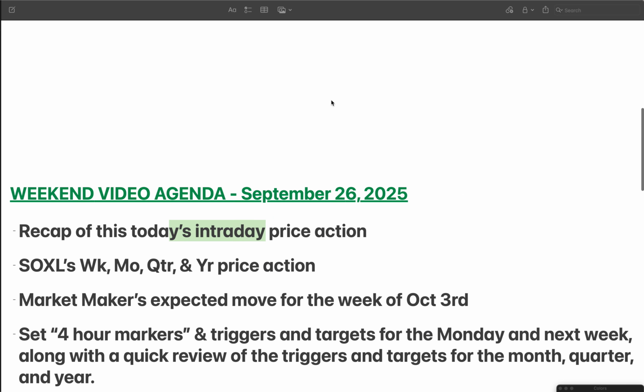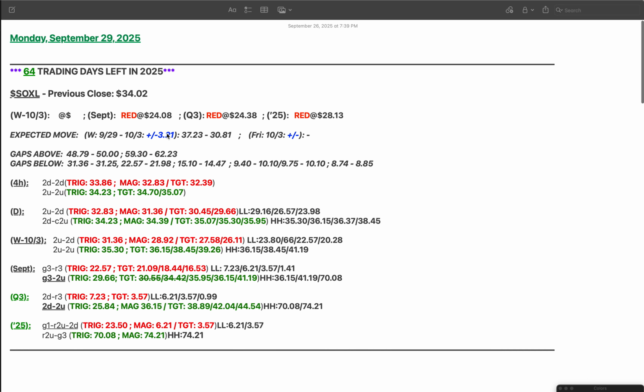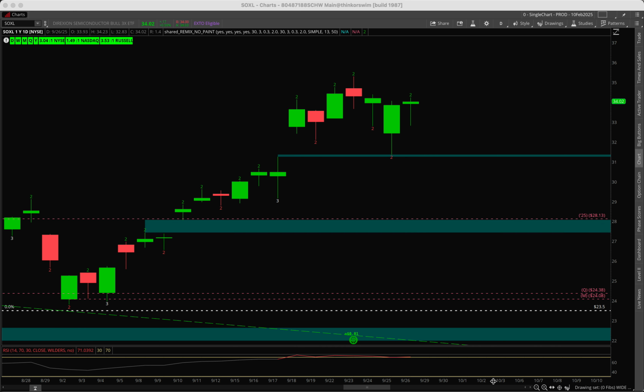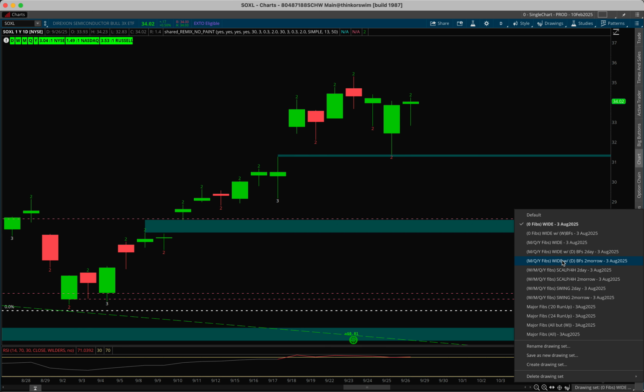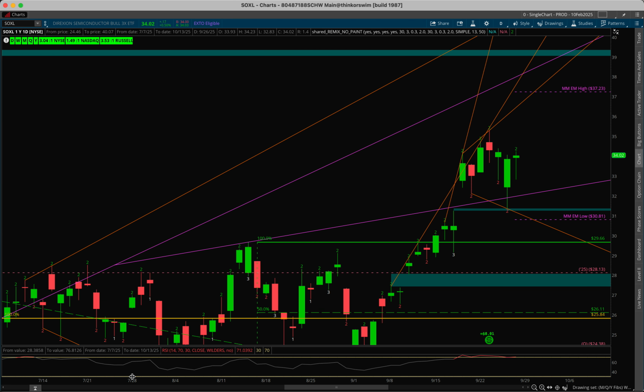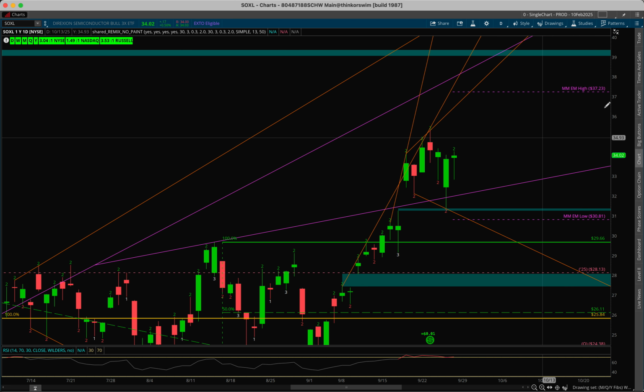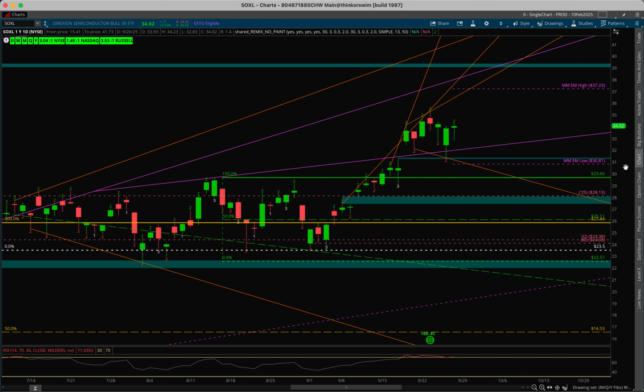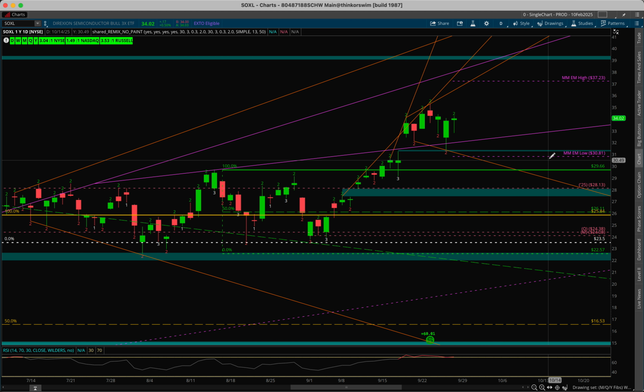So if we go back over to our notes here, we can see we've already got it charted out. For the week of 9/29 to 10/3, we've got a $3.21 expected move, plus or minus. That gives us a range of 37.23 and 30.81. So if we just go back to our charts here, we've got our chart here. We've got the market maker's expected move marked out. 37.23 is the high. 30.81 is the low, so we've got a decent range for SOXL to move in either direction, right?